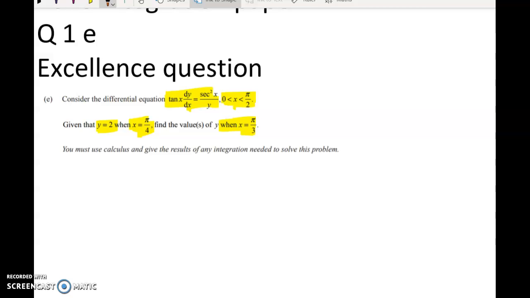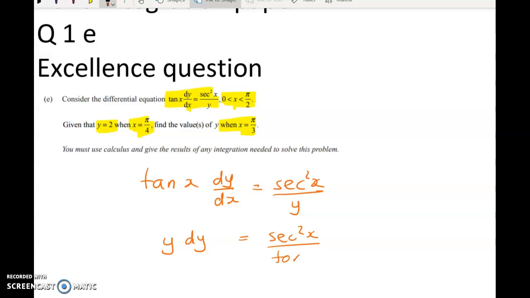So let's start off, and we're going to separate the variables. Let's write the equation out first, how it is, and just have a look. So we need to get the stuff with x on one side, and the terms with y on the other side. That gives us y dy is equal to sec squared x over tan x dx. And I think it's really easy at this point to jump straight away to try and replace the sec squared and the tan x by 1 over cos squared and by cos x over sine x. And that's not good.